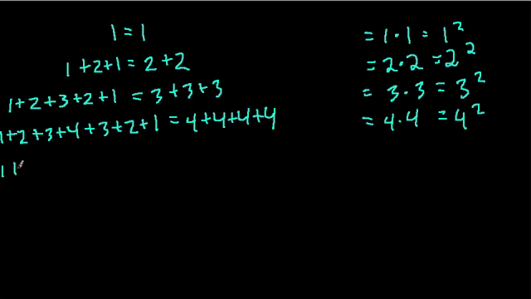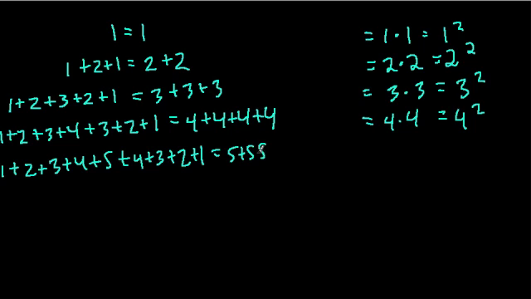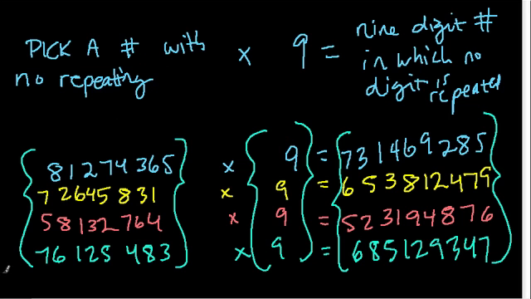And then what if we build up to 5? So 1 plus 2 plus 3 plus 4 plus 5, and then back down 4 and 3 and 2 and 1. That's like adding 5 fives. Or 5 times 5. And we can keep going with this.